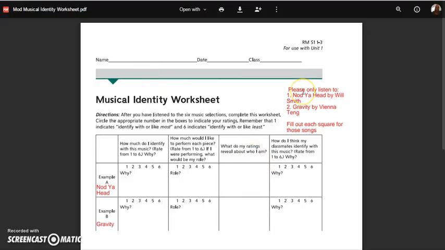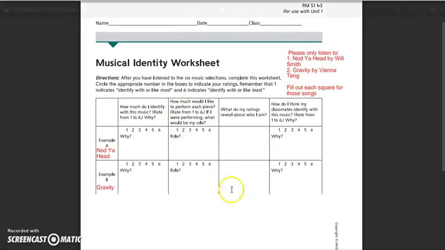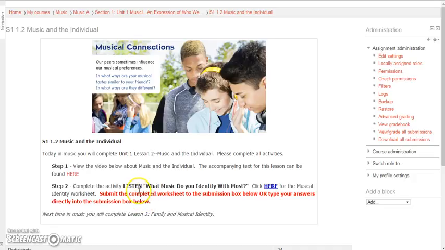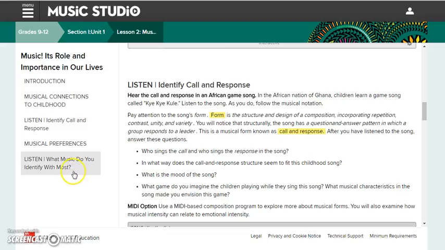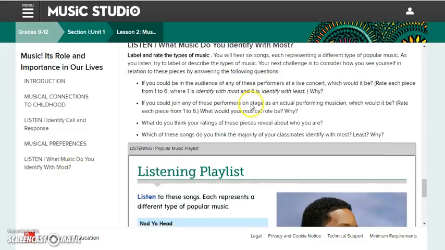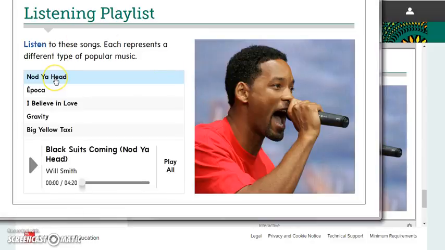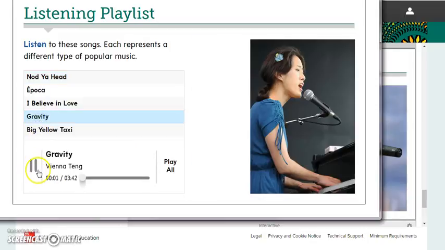You are to only listen to the two pieces, Nod Your Head by Will Smith and Gravity by Vienna Teng. You will fill out each square for those songs. You may turn in this worksheet as it says on the assignment page, or you can submit your answers into the submission box below simply by typing them in. If you go to your online book, you can see that these are in the left-hand corner. If you click on what music do you identify with most, you have to go to the playlist and click on the playlist. Click on Nod Your Head by Will Smith and hit the play button. You can do the same thing for Gravity by Vienna Teng.